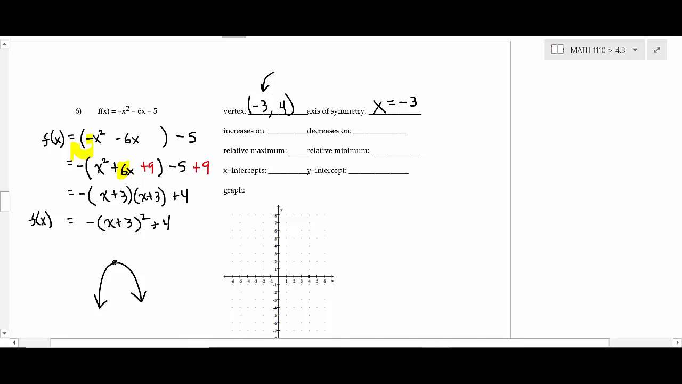So that is the point. We already know that vertex is -3, 4. So that's going to be the maximum. We don't have a minimum. If you know that it's opening down, you already know that, see.